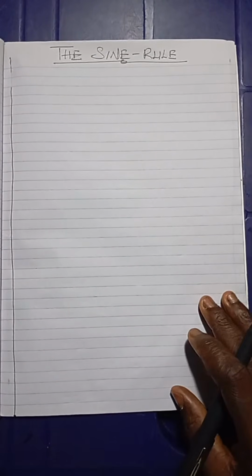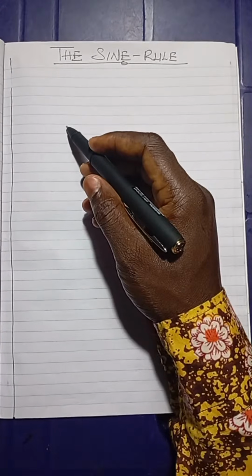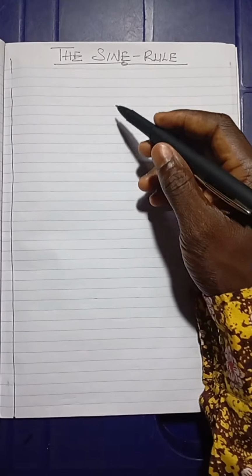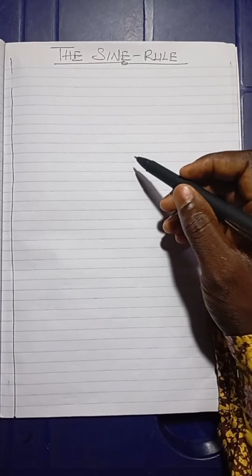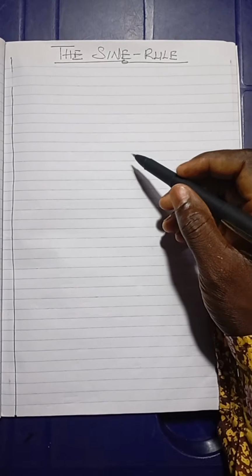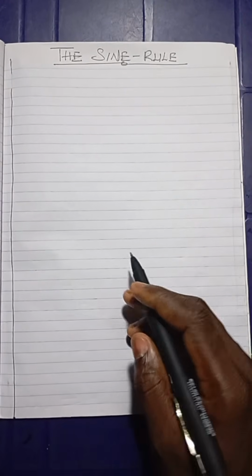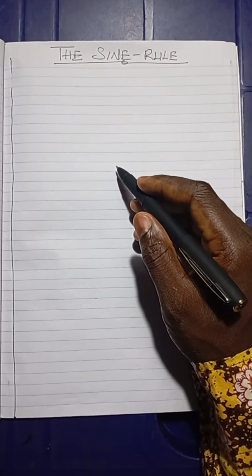Today's lesson will be considering the sine rule. Consider both the proof and some solved examples. Okay, so the sine rule helps us to solve problems on triangles, unlike Pythagoras theorem or trigonometry that basically focus on the right angle triangle. But here we can apply it in all types of triangle.